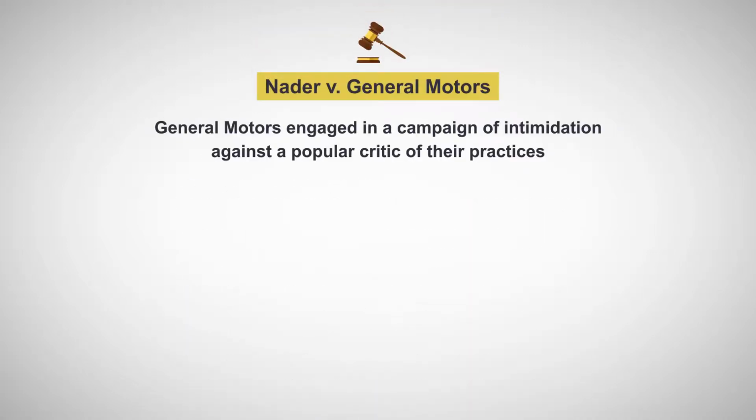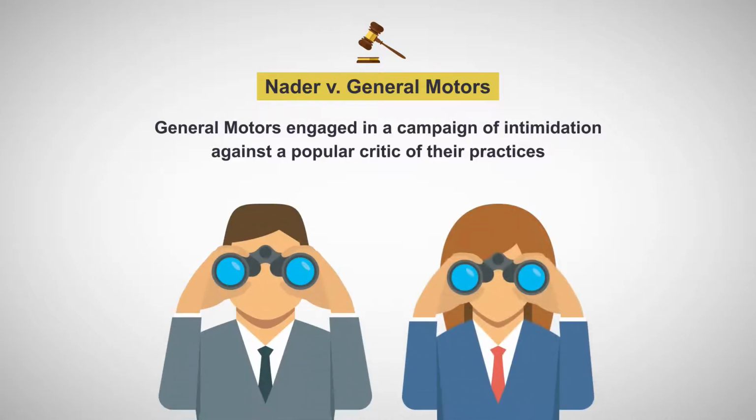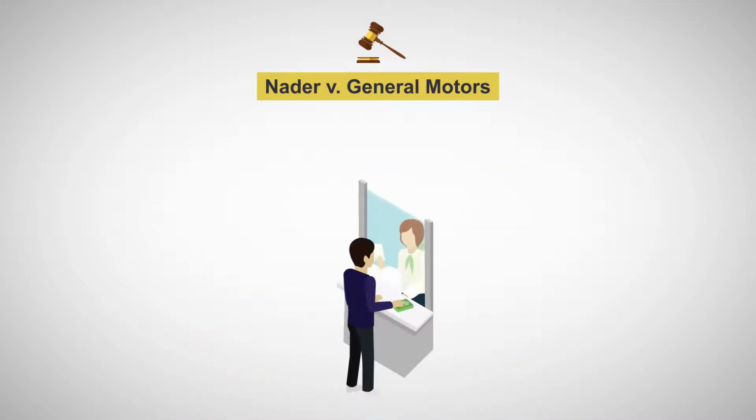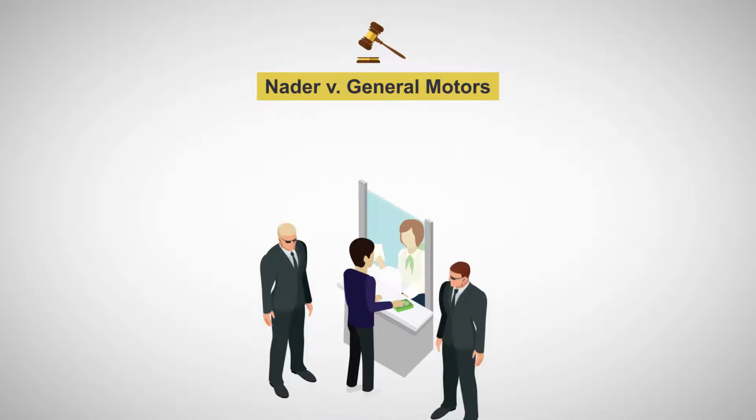General Motors engaged in a campaign of intimidation against a popular critic of their practices. The company employed people to follow him around in public and conducted surveillance of his activities. The court found that General Motors committed an intrusion into seclusion when agents of the corporation spied on the plaintiff in a bank, looking over his shoulder to see his private financial records.